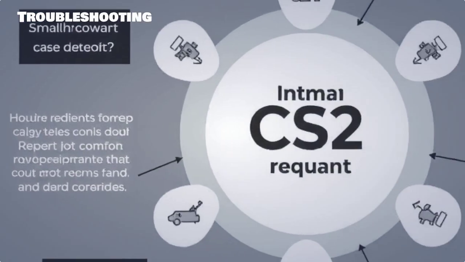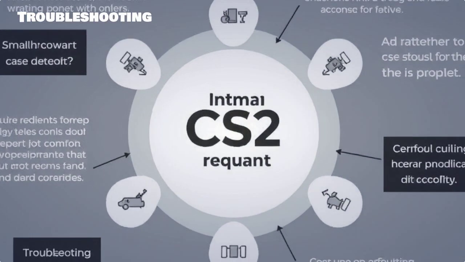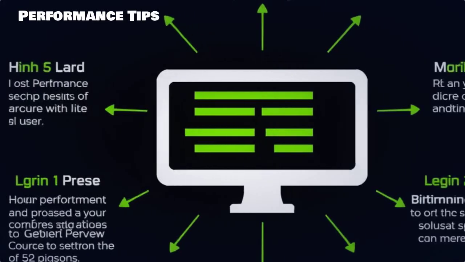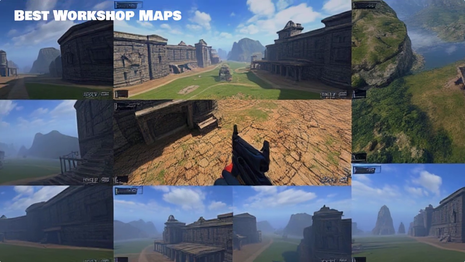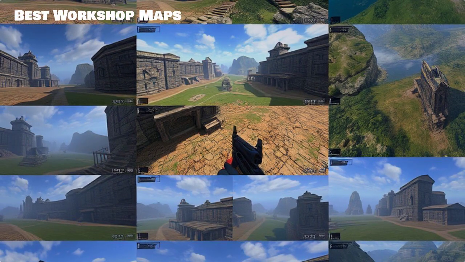If you encounter issues with your workshop maps, don't worry. Here are some common troubleshooting tips to resolve them. To get the best performance from GeForce Now, consider these tips such as lowering graphics settings and ensuring a robust internet connection. Here are some of the best workshop maps to try on GeForce Now. These maps are popular and offer amazing gameplay experiences.